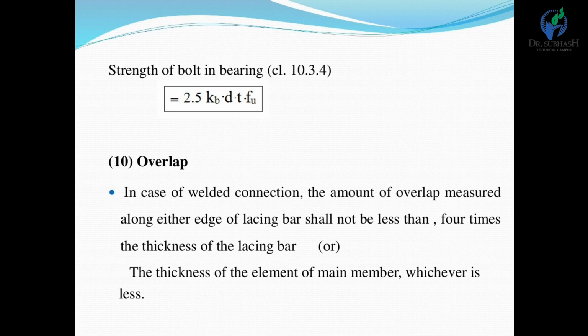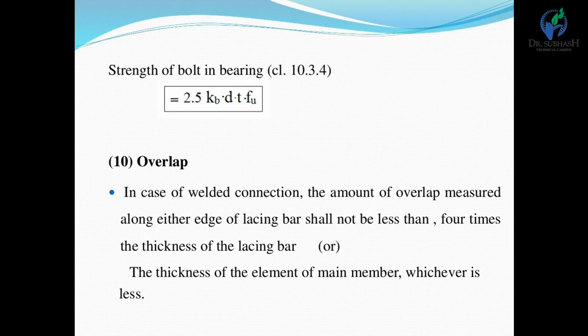In case of welded connection, the amount of overlap measured along either edge of the lacing bar shall not be less than 4 times the thickness of the lacing bar. Where will the overlap limits be required? If you provide the welding connection to attach the lacing to the column, in that case overlap must be measured along the perimeter of connection of lacing. So the overlap shall not be less than 4 times the thickness of lacing bar or the thickness of the element of main member, whichever is less. These two criteria you should satisfy for the overlap.